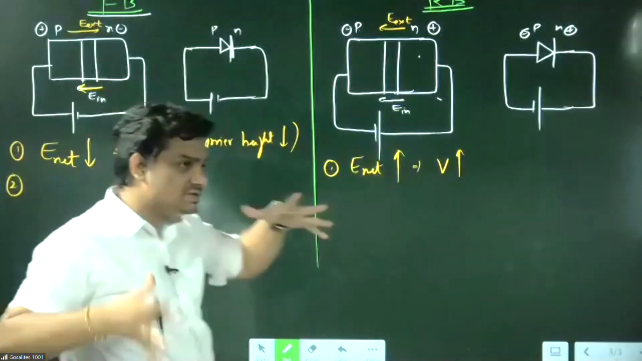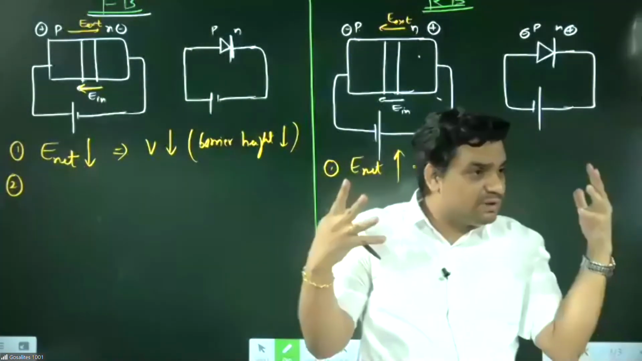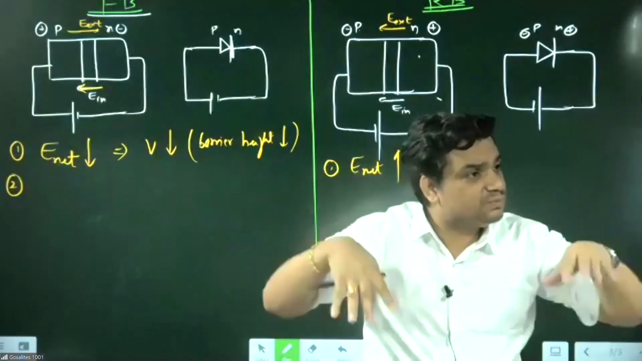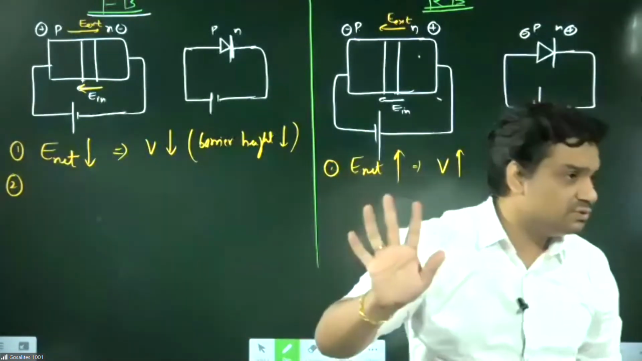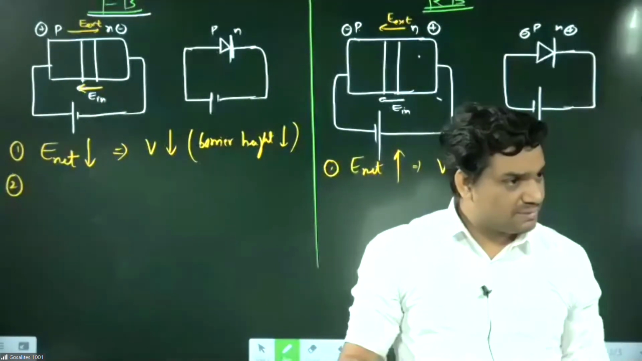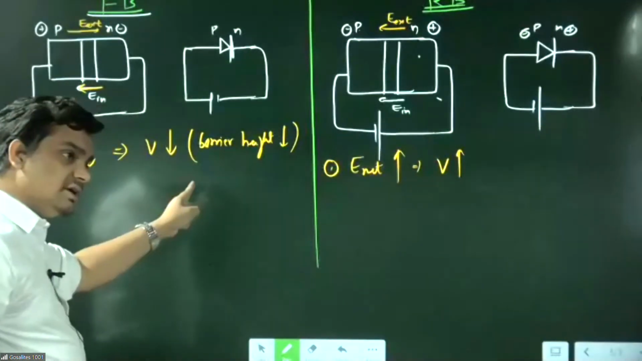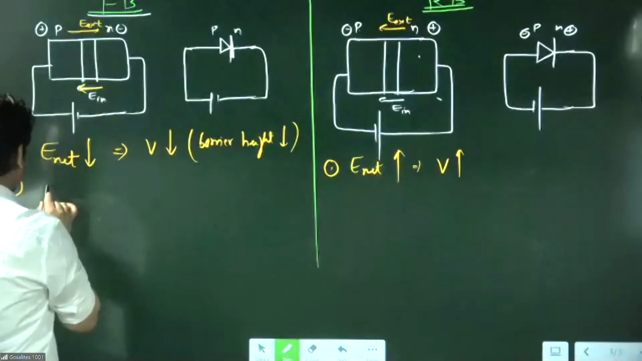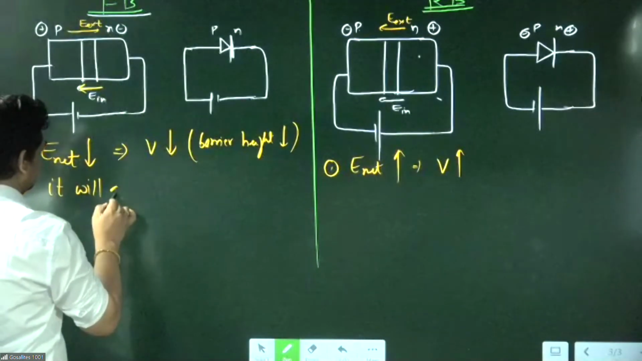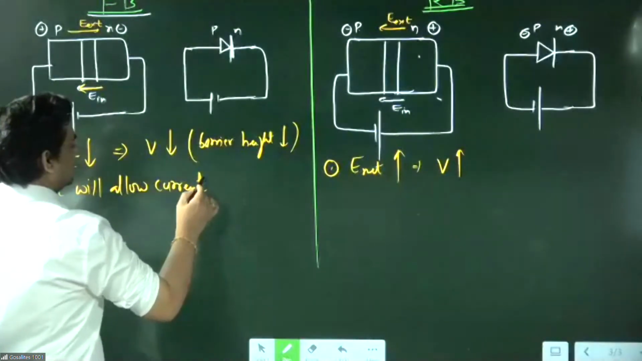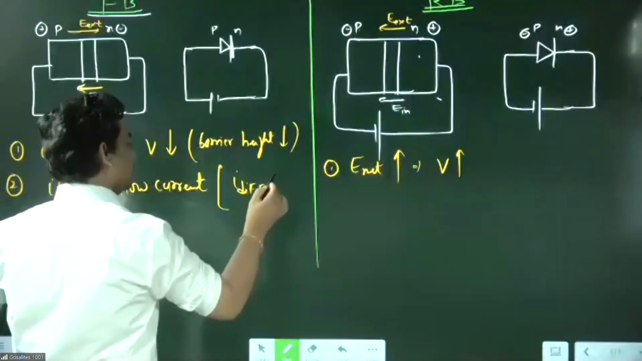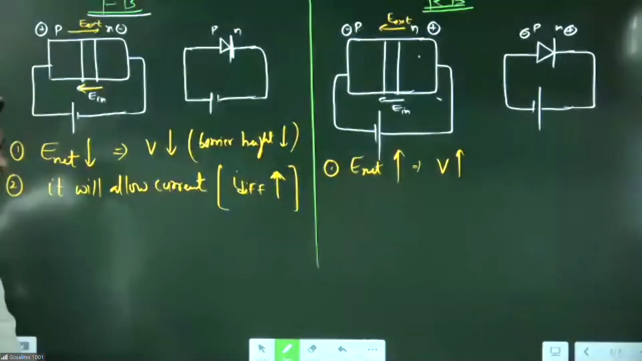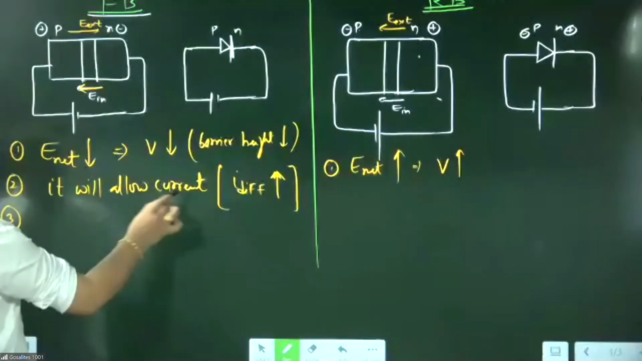This field was opposing. Because of this field they were not able to meet; diffusion was reduced because of it. Now the strength of this field is reduced. That guard was not allowing you to meet, and now we have reduced its strength. So it will allow current. Which current increases? Diffusion current increases, because ultimately it will allow majority carriers. Clear? Diffusion current increases.